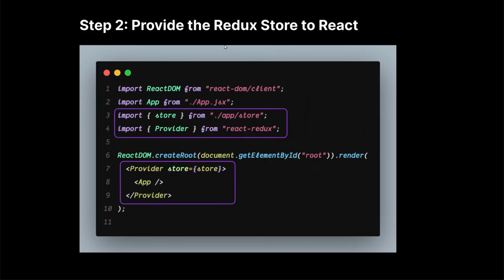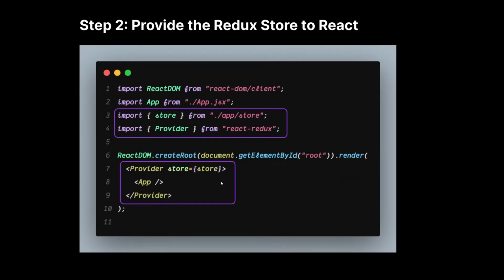So we already learned about how we are going to be creating a store, but now let's talk about how we are going to be providing that store to React.js. So the first thing you have to do is import the store, and then we also have to import the Provider component from React Redux. Once we import that, we are going to wrap our entire application with the Provider component, and here we are going to pass our store, and then our entire application will have access to our store.